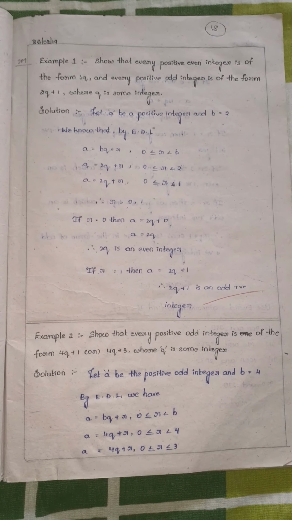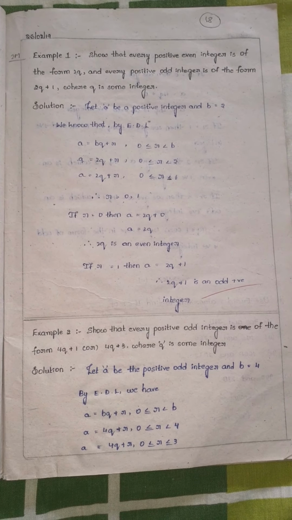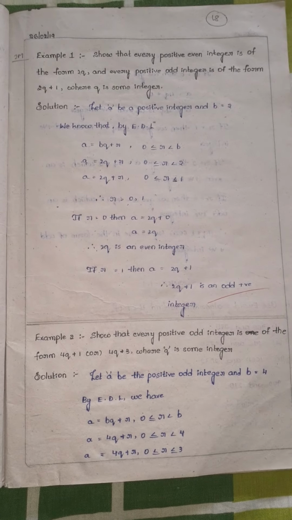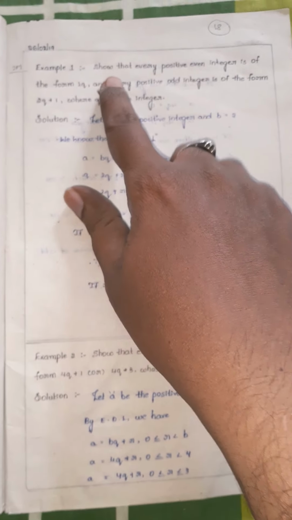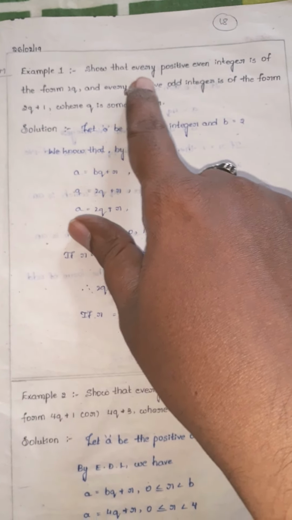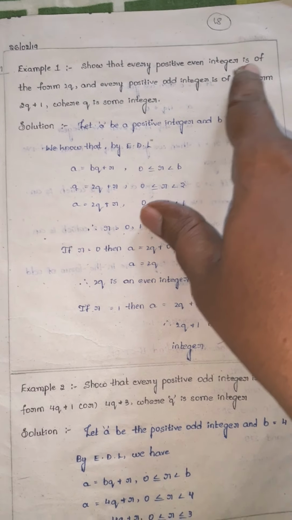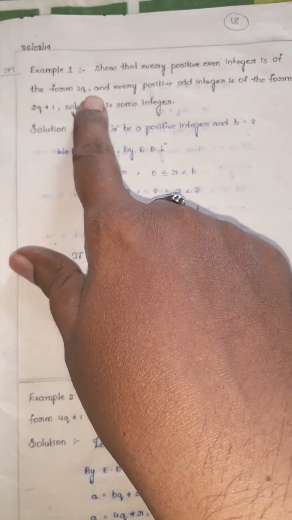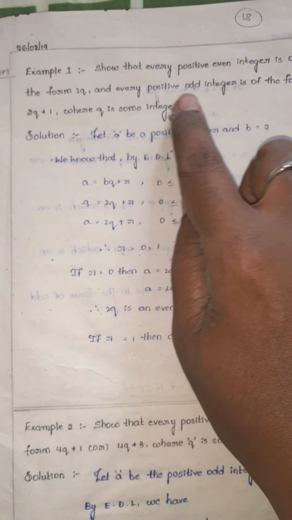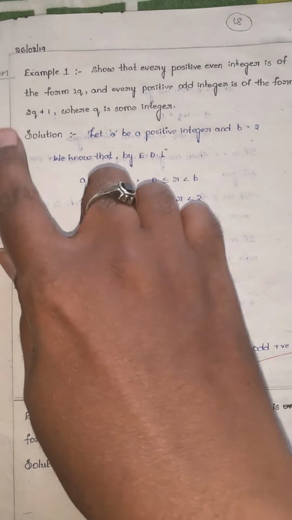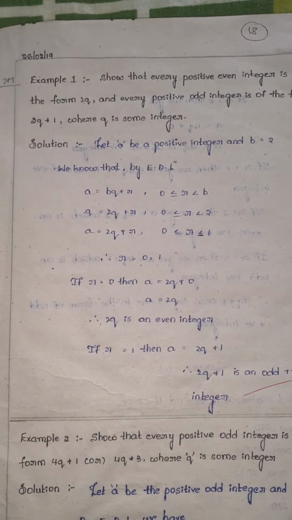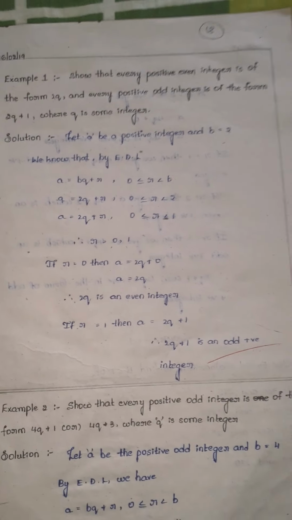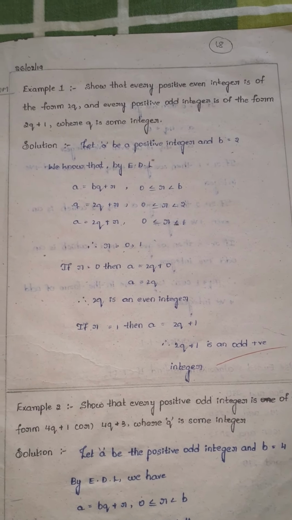Hello students, now I will explain some example problems in 10th class maths, chapter 1, real numbers. See, the question is given like this: Show that every positive even integer is of the form 2q and every positive odd integer is of the form 2q plus 1, where q is some integer. So that is the question given.